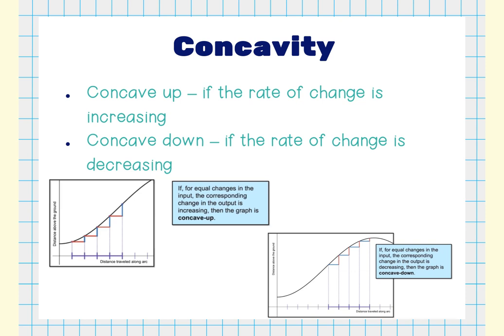Concave up is the rate of change increasing. This is not saying your graph is increasing. It's saying the rate of change is increasing. It's like a car speeding up, okay? As you start to accelerate, maybe you're going a little bit slow, but then as you continue, it's going faster. That would be your rate of change increasing, and that would be concave up.